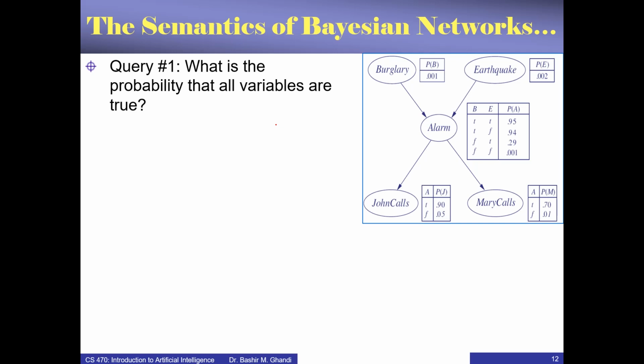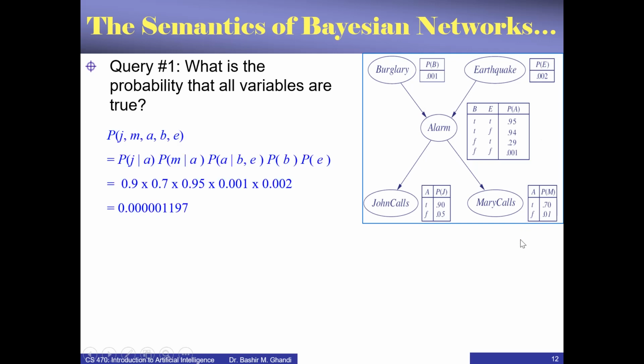Let's take two examples here. The first one: what is the probability that all the variables are true? So burglary is true, earthquake is true, the alarm is true, John calls is true, and Mary calls is also true. What is the probability of that? Can we derive that from the information in this Bayesian network? We'll just apply what we have just learned.